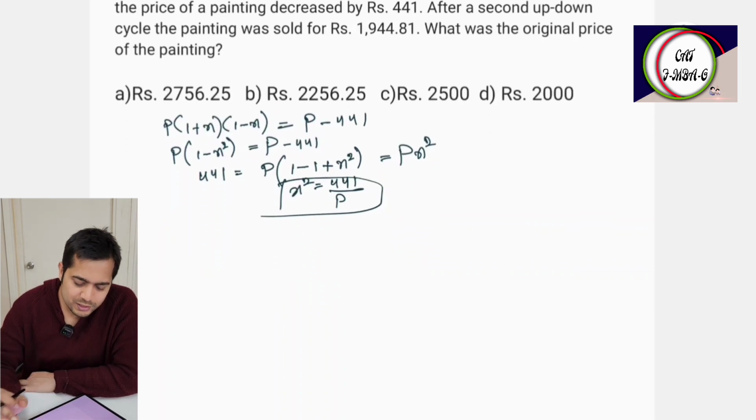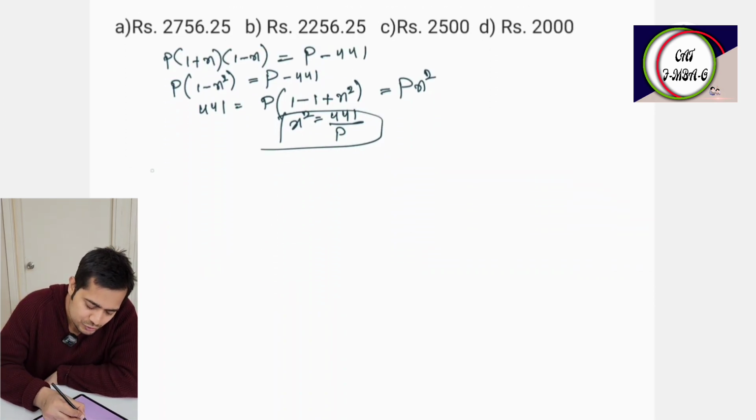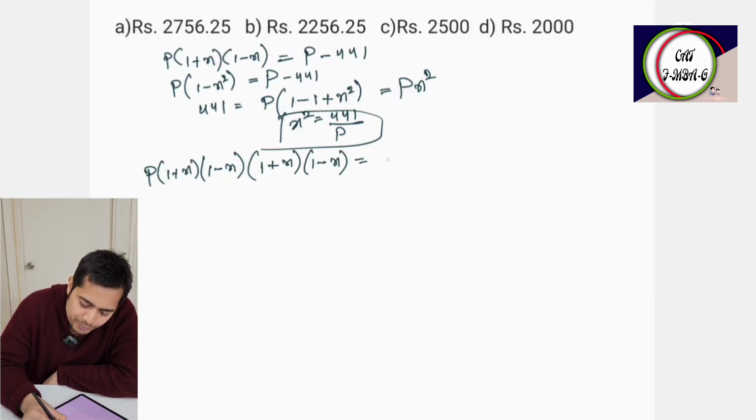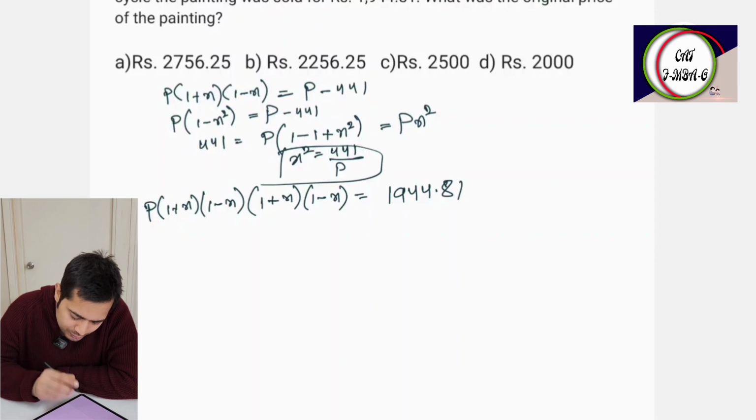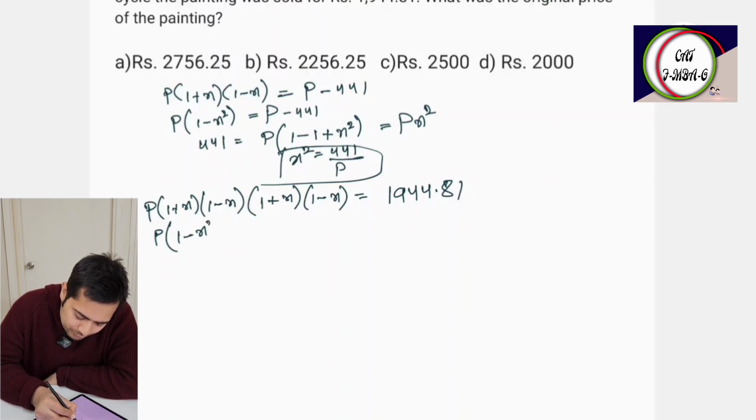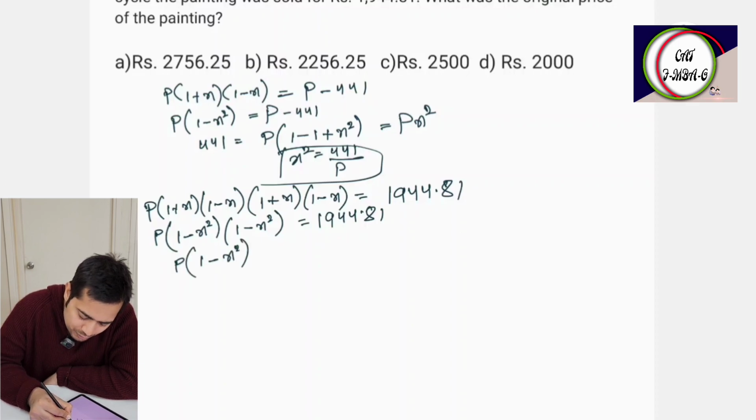Simple. Now what he does is, after the second such cycle, P(1 plus x)(1 minus x)(1 plus x)(1 minus x), the price of the painting is 1944.81. It is given that. We have to find out the value of P. So instead of this whole, you can write it as P(1 minus x square)(1 minus x square) is equal to 1944.81, or you can write P(1 minus x square) the whole square is equal to 1944.81.